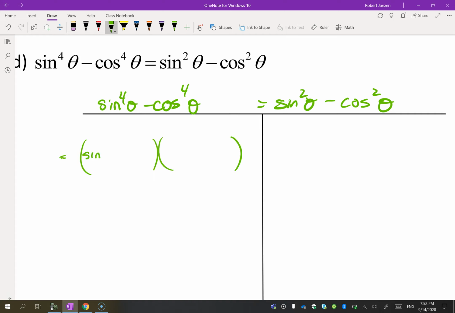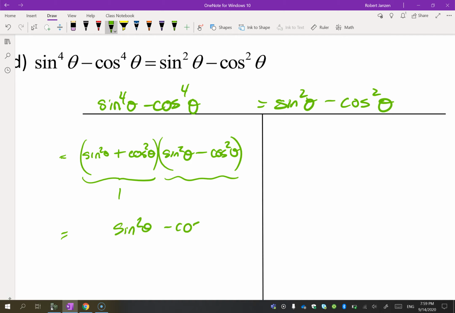And how would you factor? You take the square root of both of them. And one is positive, one is negative. Now we want to end up with this, so what do we do with this? Do you recognize that's a 1? So that means we end up with just sine squared minus cos squared, which is finished.